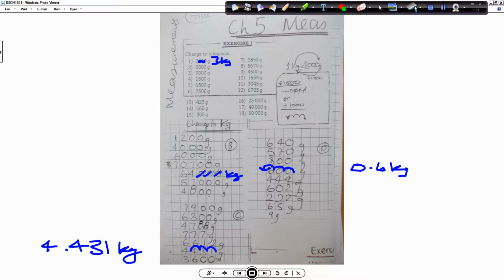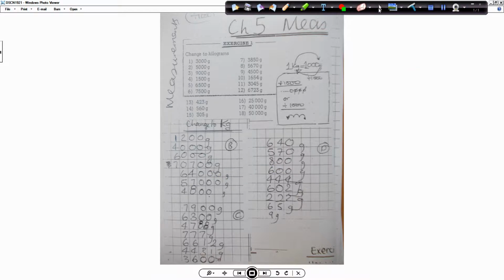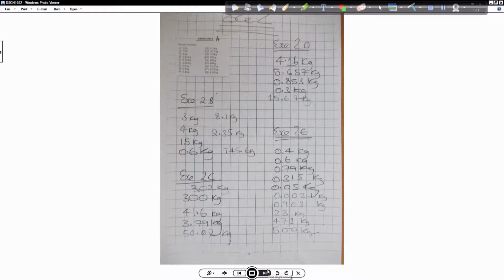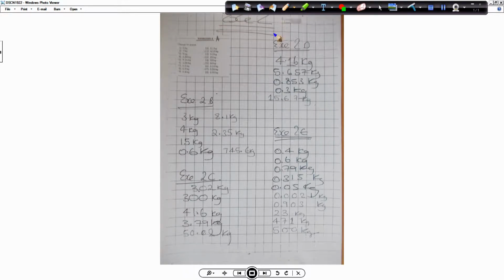Okay, let's move on to the next bit. Okay, kilograms to grams. What do we do for kilograms to grams? We are multiplying by 1,000. Do we know how to multiply by 1,000? Yes. So 3 kilograms times by 1,000 gives us? What's 3 kilograms times by 1,000? 3,000. What's 4 kilograms times by 1,000? 4,000. Okay, what's 15.67 kilograms times by 1,000?